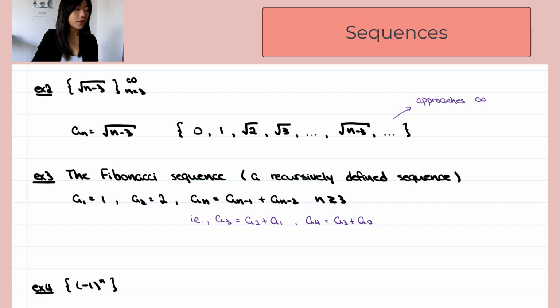The first two terms are already given. They are 1 and 2. And the third term, using the definition of a_n, will be 1 plus 2, which is 3. And the fourth term will be the sum of the previous two terms, which is 2 plus 3, that is 5. Then we have 3 plus 5, that is 8. Then we have 5 plus 8, that is 13. And the sequence keeps going.